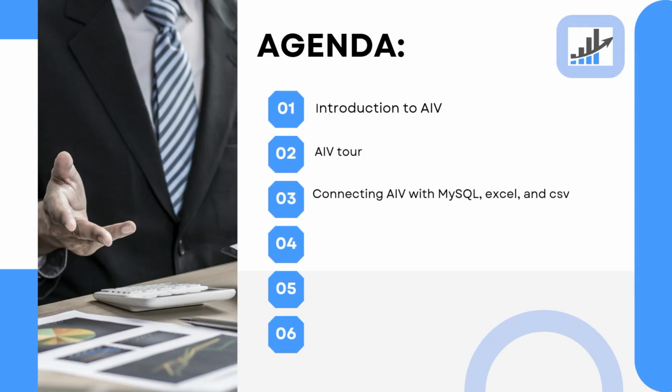Basically, these three are different kinds of sources. MySQL is a database, Excel is an XLSX file, and the CSV. These are all the sources which we can easily connect from AIV. Then there is creating datasets and dashboards in AIV.